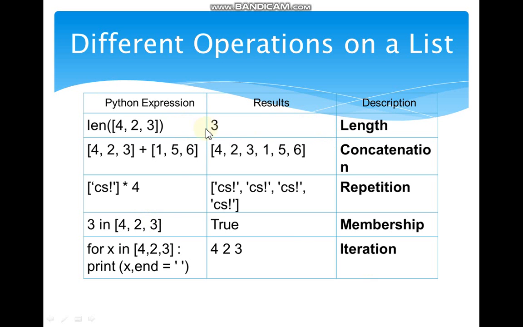Length of the list always returns the total number of elements that exist within a list. So in case you can see here len([4, 2, 3]), it means that it will give the length of the list, because it contains 3 elements, that's why it will return the value 3. Concatenate, what is the meaning of concatenate?